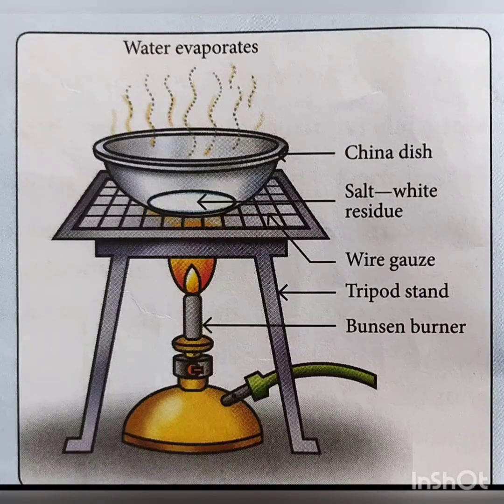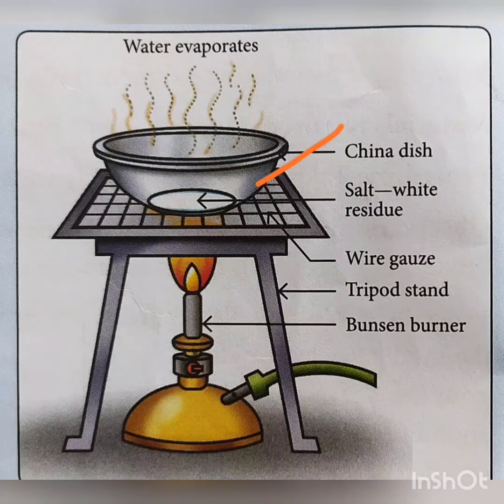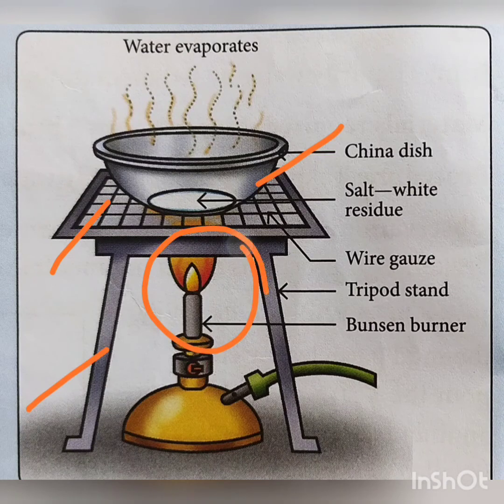Now let us do an activity to separate the common salt from a solution of common salt and water through evaporation. The materials required for this are the solution of common salt and water, a china dish, the wire gauze, a tripod stand and a Bunsen burner. Place the china dish containing the solution of common salt and water on the wire gauze placed over a tripod stand. Light the burner and heat the solution gently.